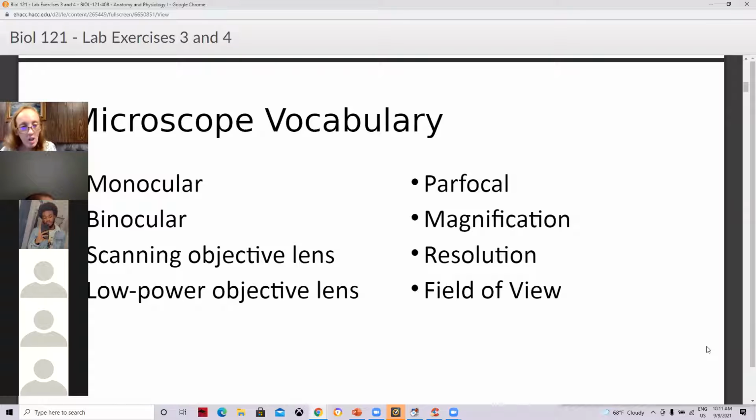Magnification is how big the specimen is, how much larger you can make the size of your specimen and what you see. So how much more can you enlarge what you're looking at? Resolution is being able to distinguish one part of your specimen from another part of your specimen.